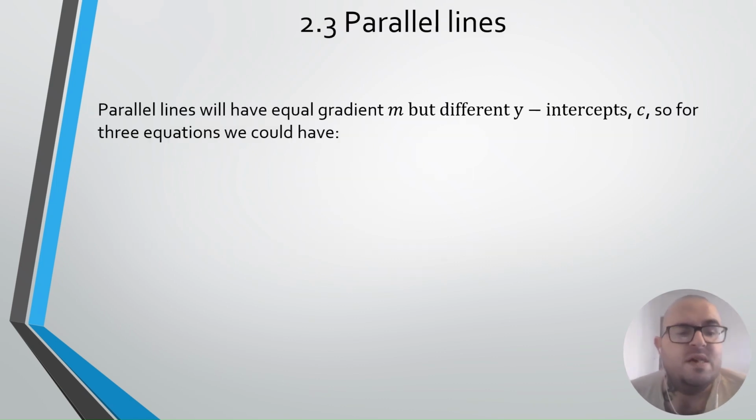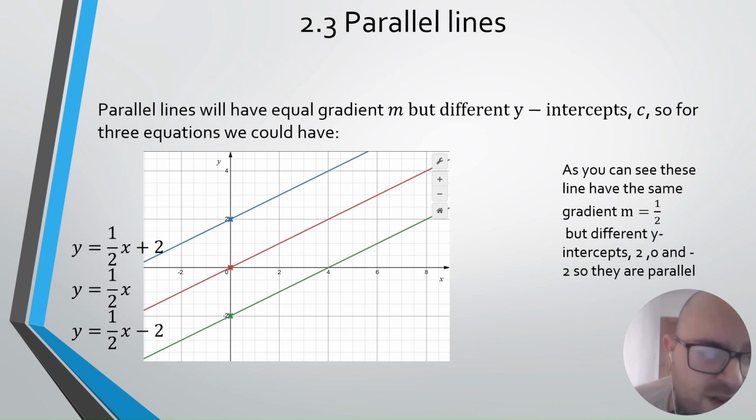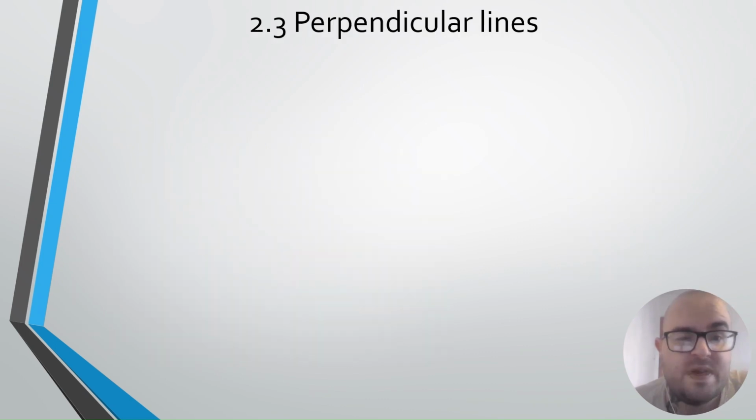Parallel lines. Parallel lines will have equal gradients m, but different y-intercepts. So for 3 equations we could have the same gradient, but different intercepts, which are 2, 0, and -2, like so. So we have y is a half x plus 2, y is a half x, and y is a half x minus 2. And as you can see, those lines lie parallel, but every value of c is different, but they do have the same gradient, which is what we were looking for.